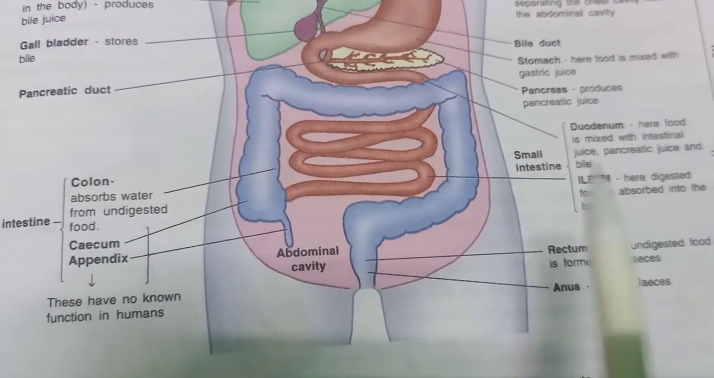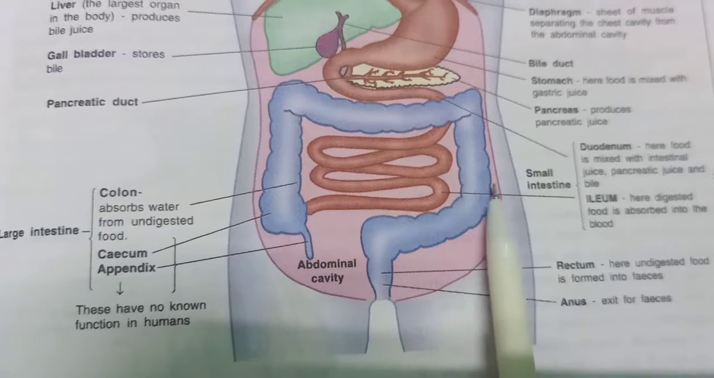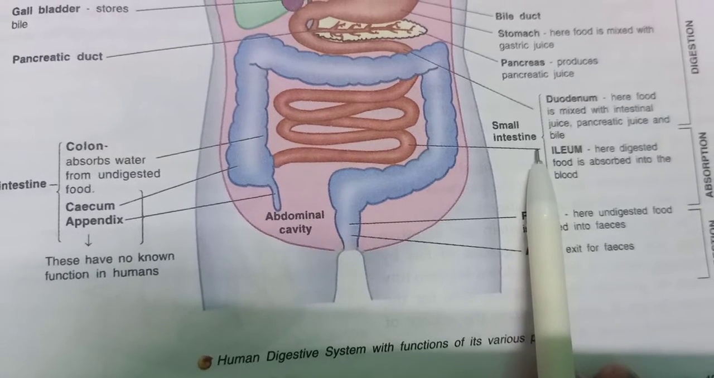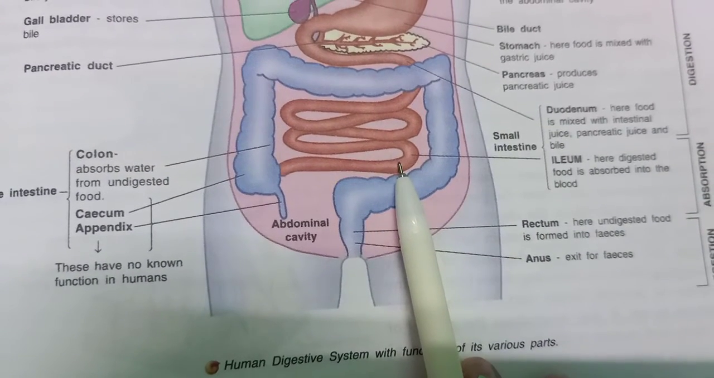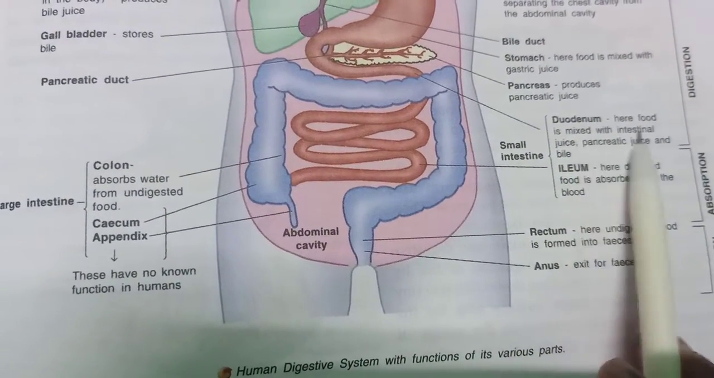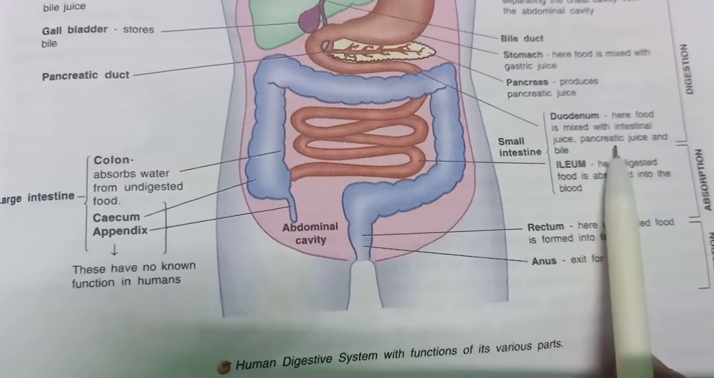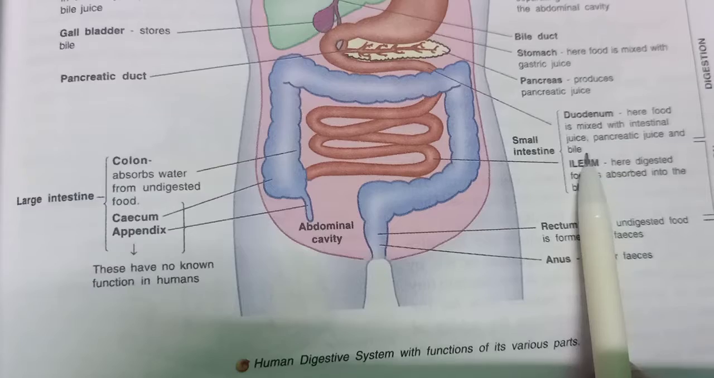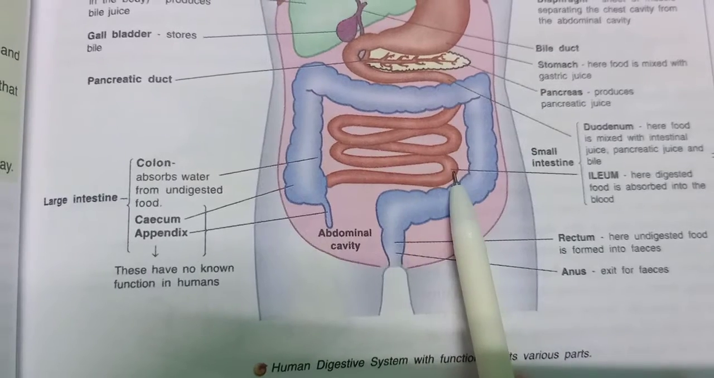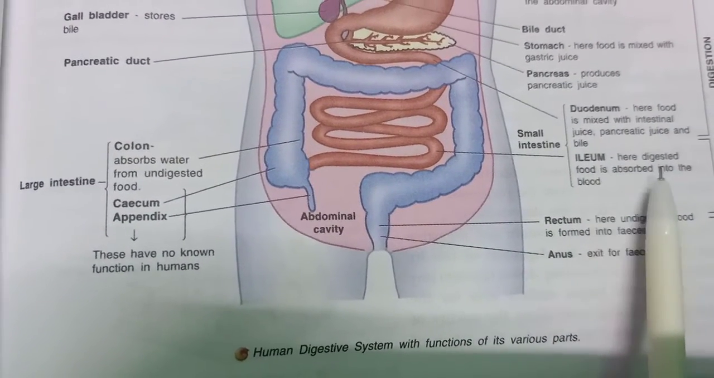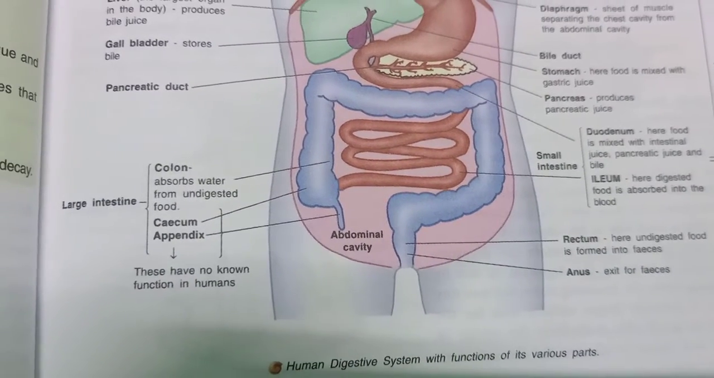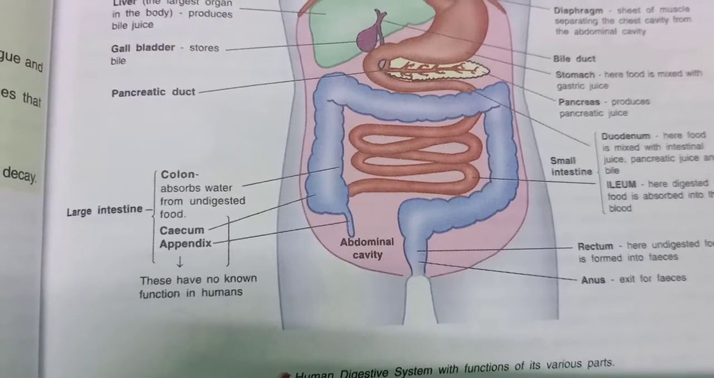So here you can see that this part of the human digestive system is known as the small intestine, and in this one part is known as the ileum, and this upper part is known as the duodenum. Now here the food is mixed with intestinal juices, pancreatic juice and the bile juices. Now these juices help in the digestion of the food. Then when it comes in the ileum, the digested food is absorbed into the blood. So this is the small intestine.